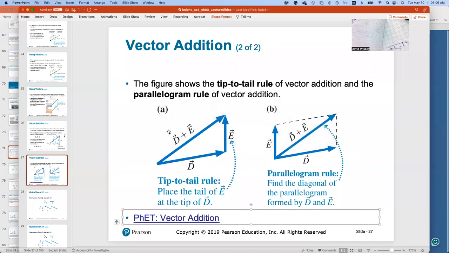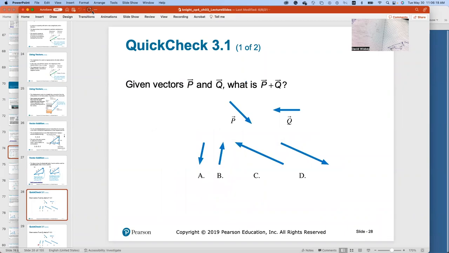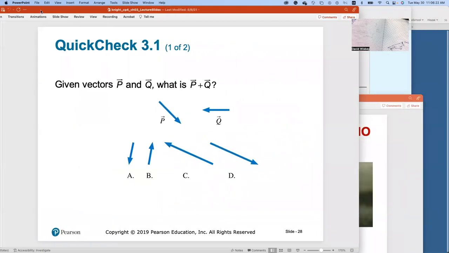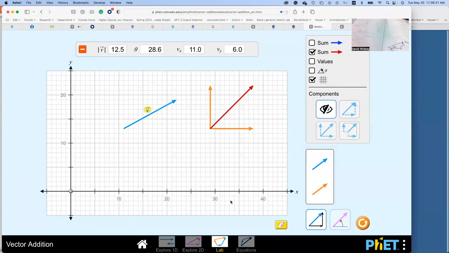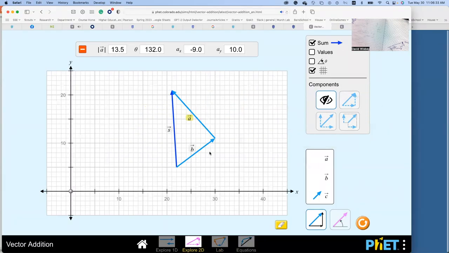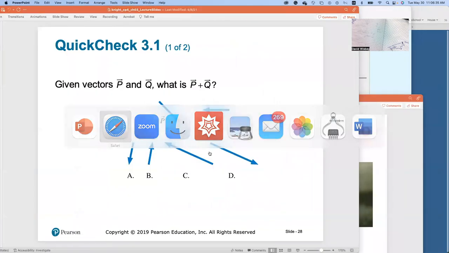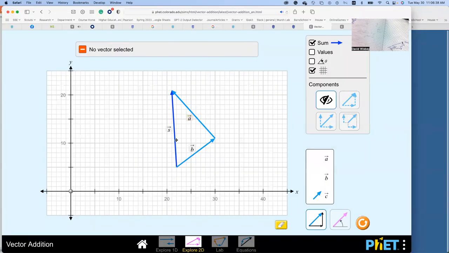All right, so I can add vectors. I can use the tip to tail rule, or I can use the parallelogram rule. Find the diagonal of the parallelogram formed by D and E. Okay, given vectors P and Q, what is P plus Q? Well, let's go to our vector lab here. So, all right. I'll move my sum over here.